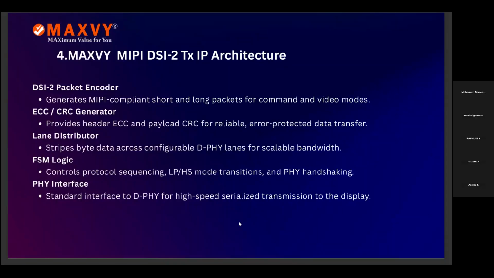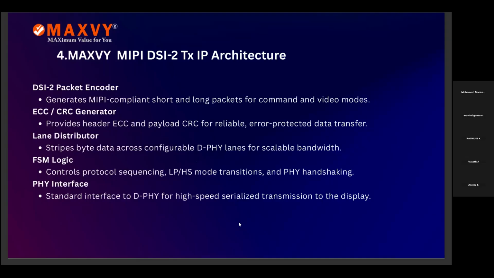The DSI2 packet encoder basically generates MIPI compliant short and long packets for both command as well as video mode, as MIPI DSI2 supports both command and video mode. And for error protection, we have ECC and CRC generators, which provide header ECC and payload CRC for reliable, error protected data transfer.